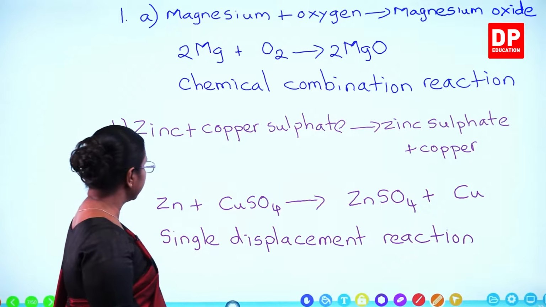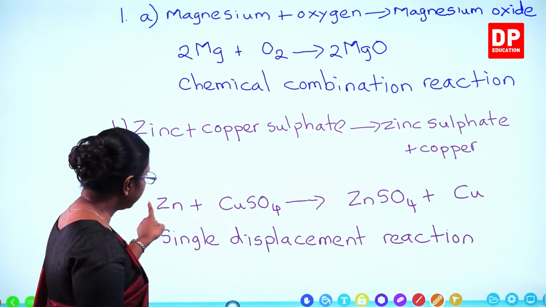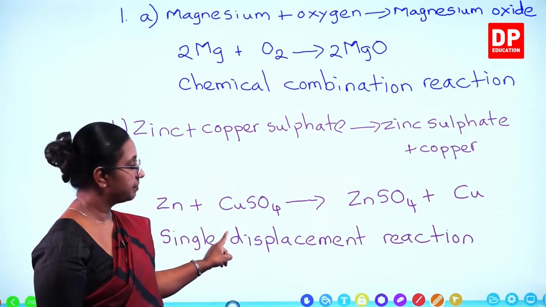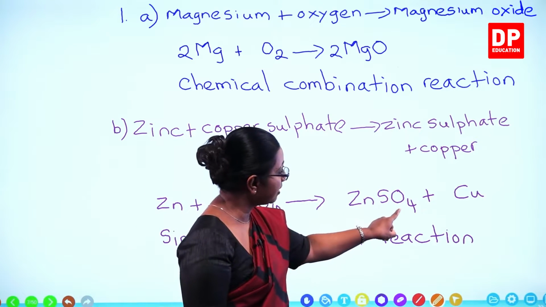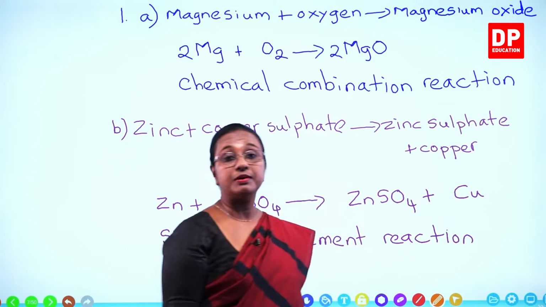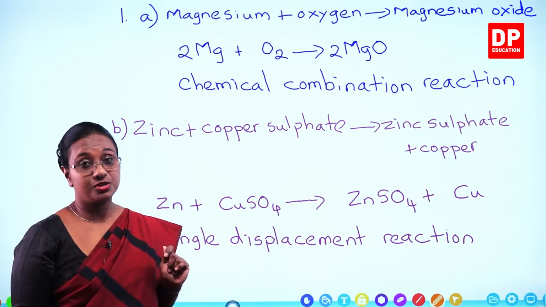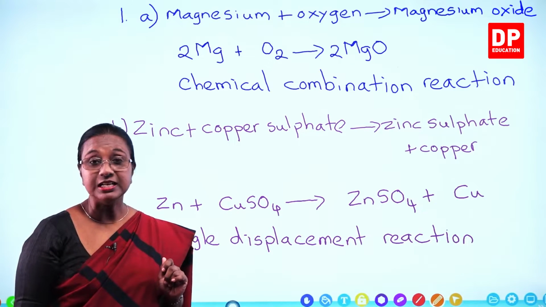How did you identify that? Now zinc is here, copper is here. Zinc displaces copper from its compound in a solution. So it has become zinc sulfate and you know copper will deposit. We have seen this type of reaction also. So with that, students, I will move on to the next question.